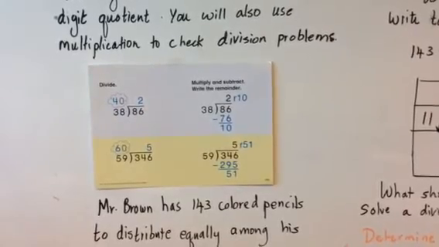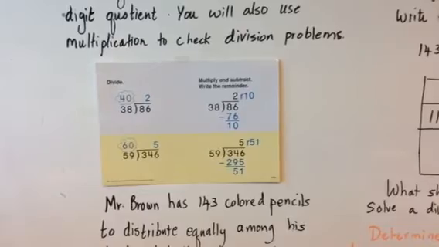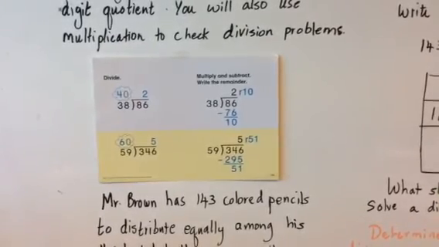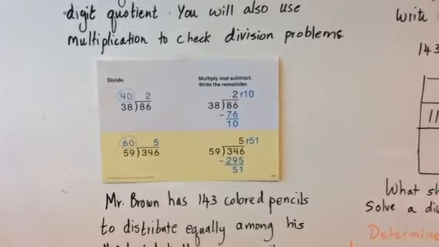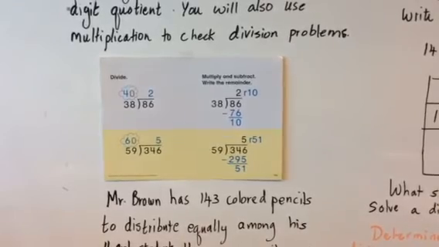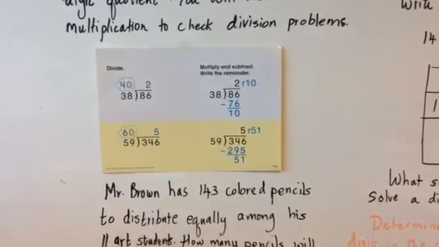Then you subtract. The next step is subtract. 6 minus 5 is 1. Then 4 cannot subtract 9, so you borrow from 3, and that will be a 10 plus 4, 14. 14 minus 9 is 5. And those are the steps of division: divide, multiply, subtract, and you will have a remainder.